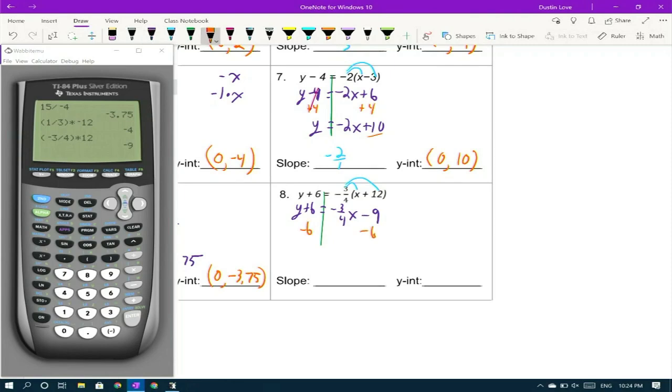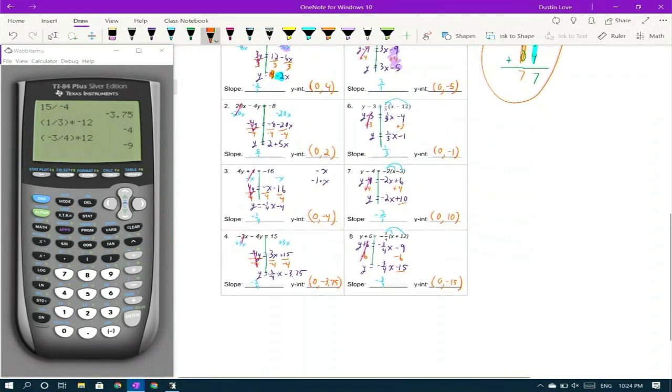Subtract 6. Those go away. And that leaves you with y equals negative 3/4 x. Negative 9 minus 6 is negative 15. So my slope, coefficient of x is negative 3/4. And the y-intercept is (0, negative 15), my b value.